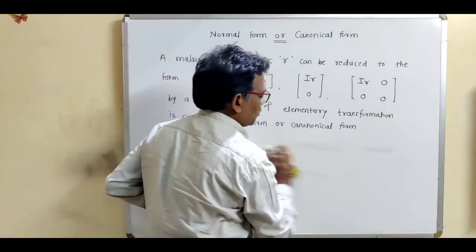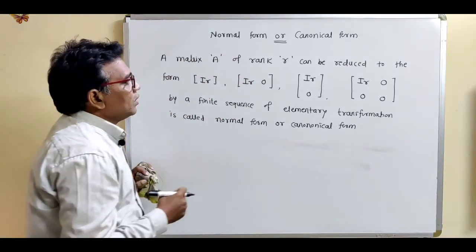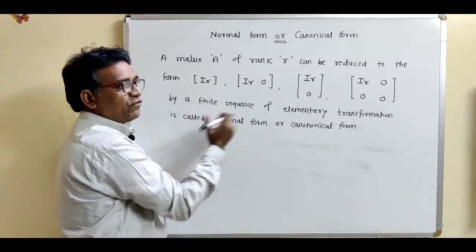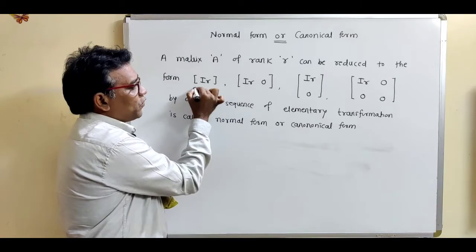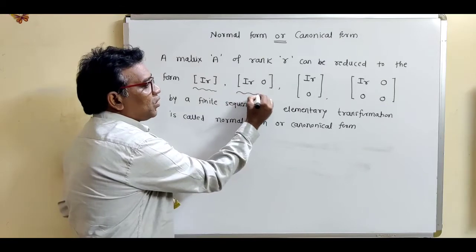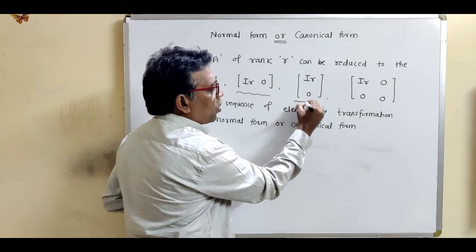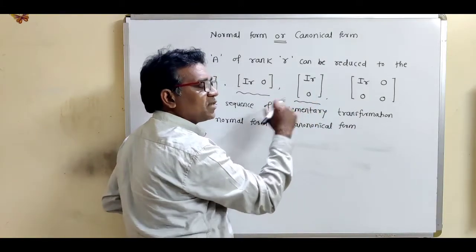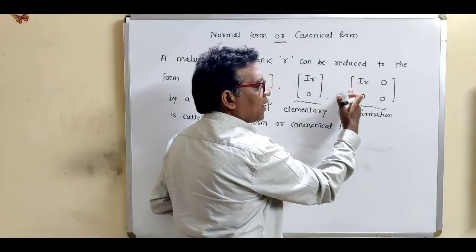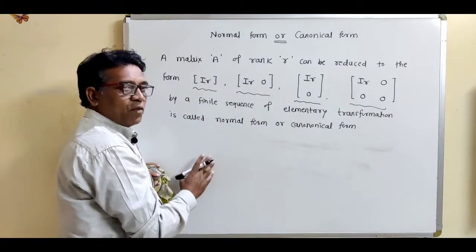So see, what is the definition of normal form or canonical form? A matrix of rank R can be reduced to the form, this is the first form, matrix IR. This is the second form, row matrix [IR 0]. This is the third type of normal form or canonical form, column matrix [IR 0], and this is the fourth type of normal form, matrix [IR 0; 0 0]. It is called the normal form or canonical form.